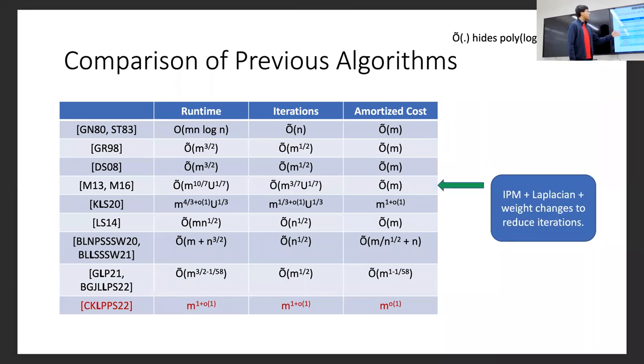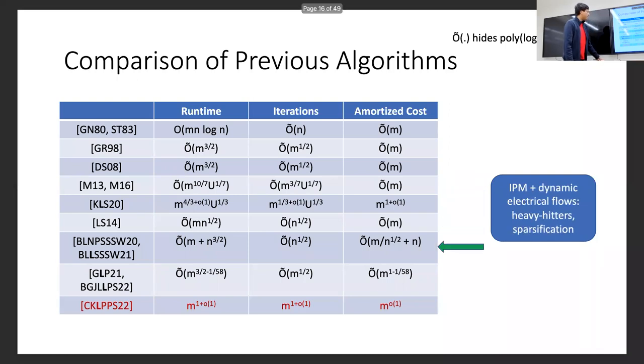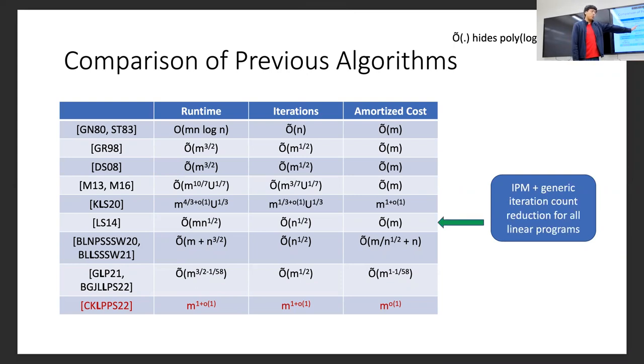Since then, there have been several works that improve over this idea of using interior point methods and Laplacians in various ways. The work of Madry and some work of KLS showed that you can reduce the number of iterations in uncapacitated graphs by doing some stuff I'm not really going to get into. The goal of these two works was to reduce the iteration count beyond root m. In the next works, LS also focused on reducing the iteration count to root n. So this is an improvement in dense graphs.